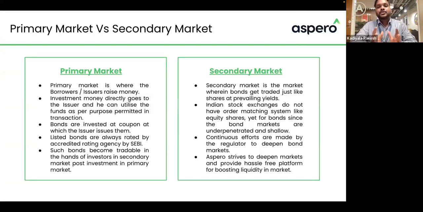And coming to the markets, there are two types of markets. One is the primary market and the other one is the secondary market. The primary market is where the borrowers or issuers raise the money. So the investment money goes directly to the issuer. He can utilize those funds for the purpose permitted in the transaction. So for example, if there is an entity that raises a bond of 50 crore, it might be for an expansion.